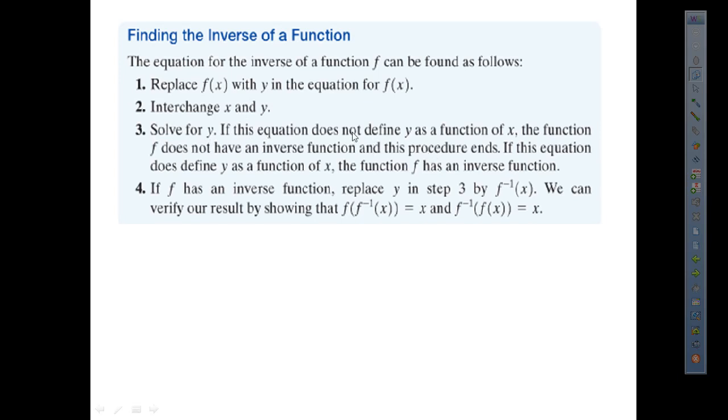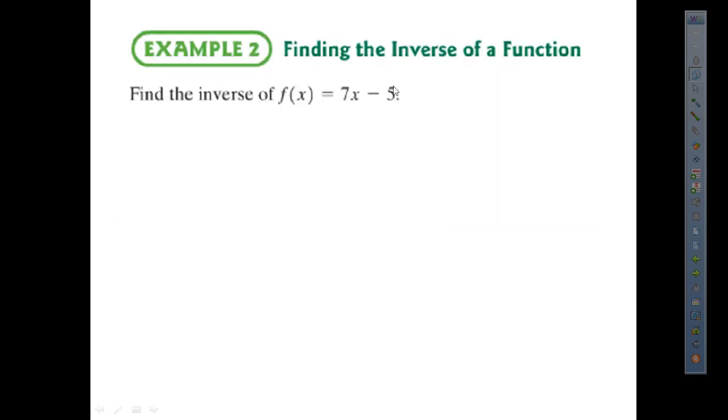If this definition does not define y as a function of x, the function f does not have an inverse function, and this procedure ends. If the equation does define y as a function of x, the function f has an inverse function. If f has an inverse function, then replace the y in step 3 with f inverse of x, and we can always go back and verify our result by showing that the composites of each of these two functions is equal to x. All right, so let's find the inverse of f of x equals 7x minus 5.